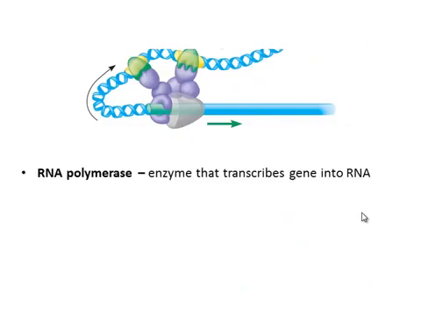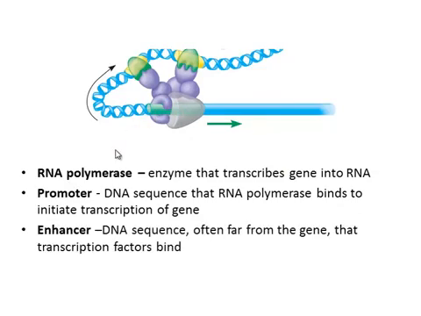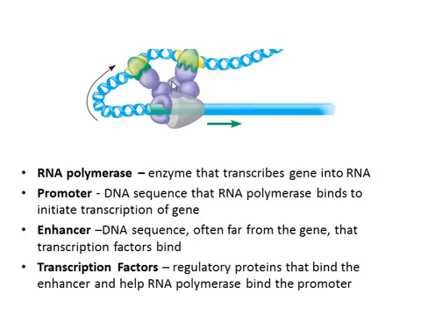So to sum that up, RNA polymerase is the one transcribing DNA into RNA. The promoter is this green region that the RNA polymerase has to bind, and the promoter is DNA. The enhancer is another area of DNA, often quite far away from the gene, and that's what the transcription factors bind to. And the transcription factors are these purple and green molecules.